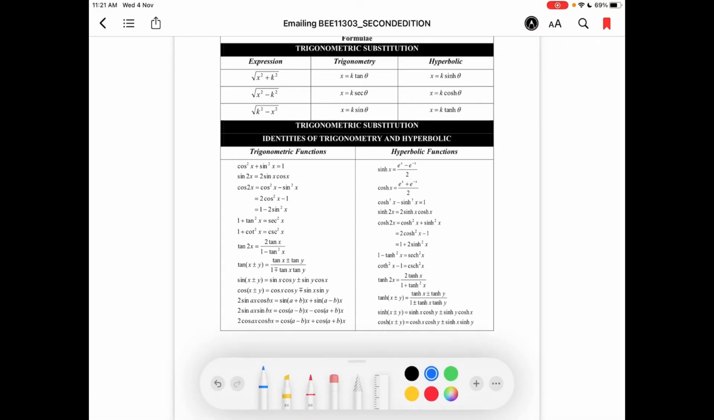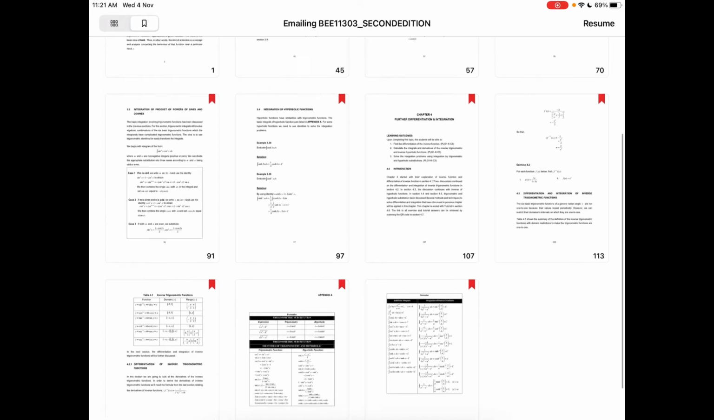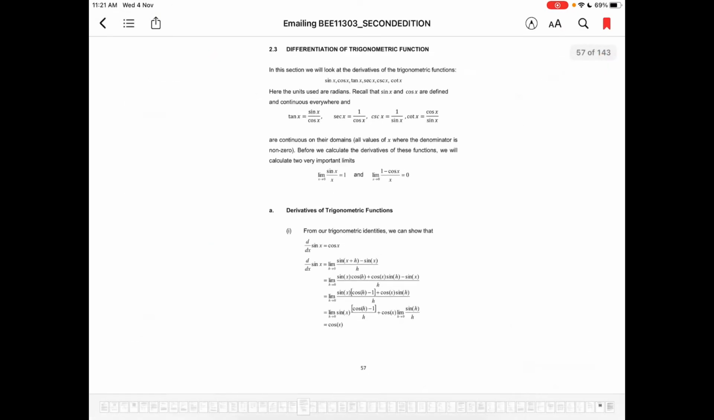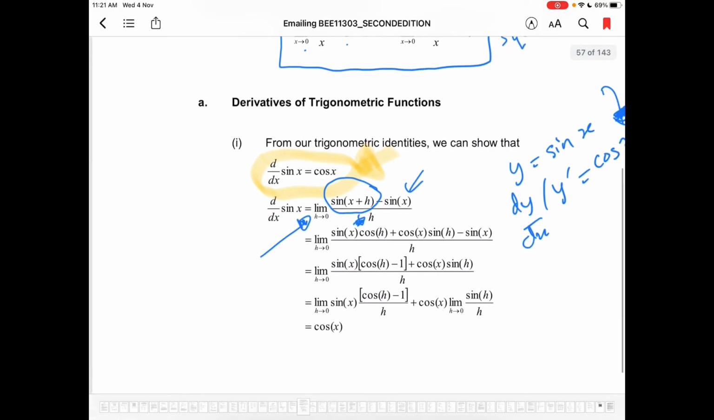Okay, so in our question just now, we have sine x plus h. You have to apply this formula, sine x plus y, which is sine x cos y plus sine y cos x. So this is where we need to apply this in our differentiation of trigonometric functions. So this is where this part comes from.